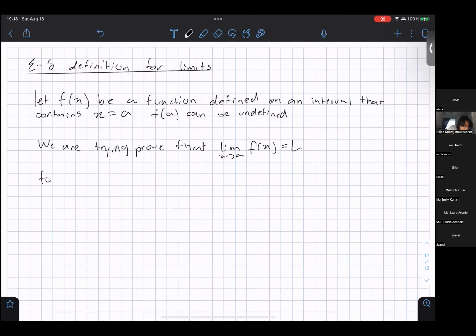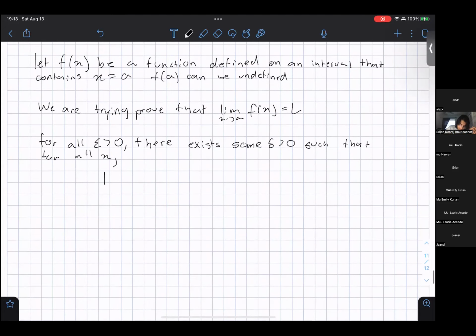And the statement is for all epsilon greater than 0, there exists some delta greater than 0 such that for all x, the absolute value of f of x minus L is less than epsilon when 0 is less than the absolute value of x minus a, which is less than delta.